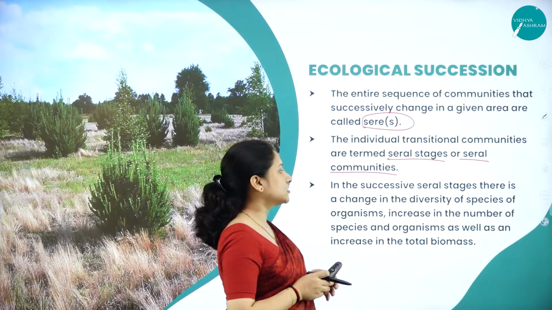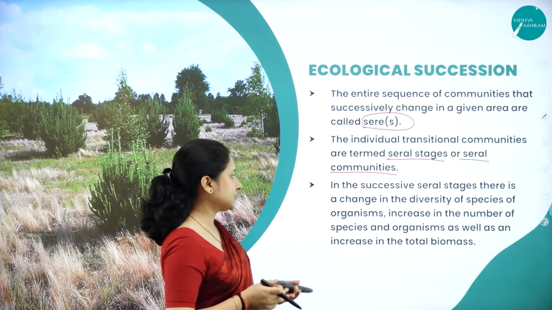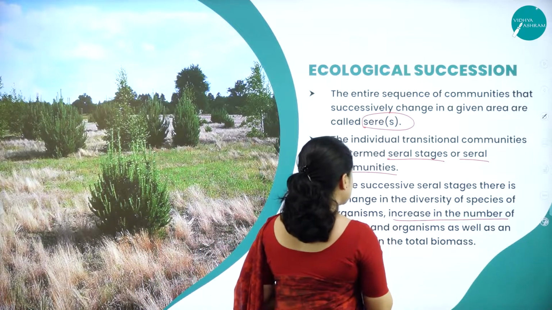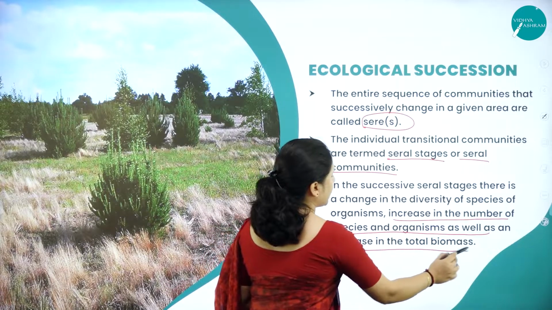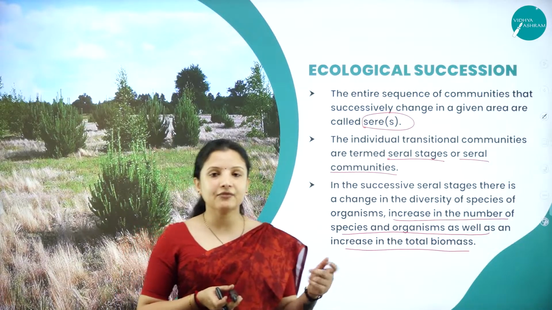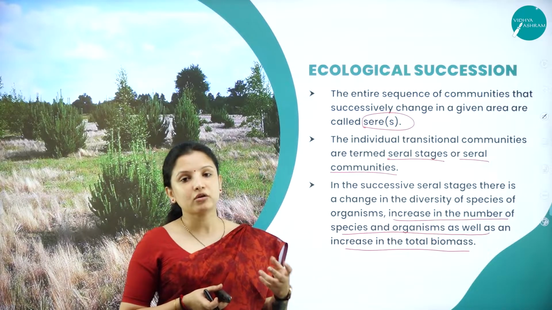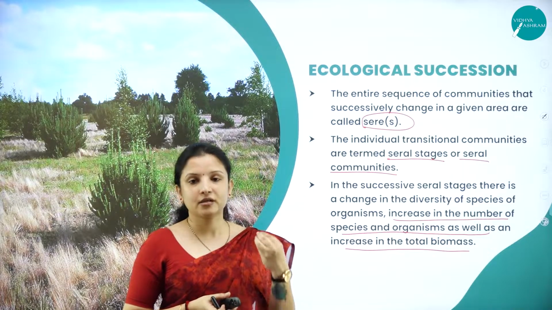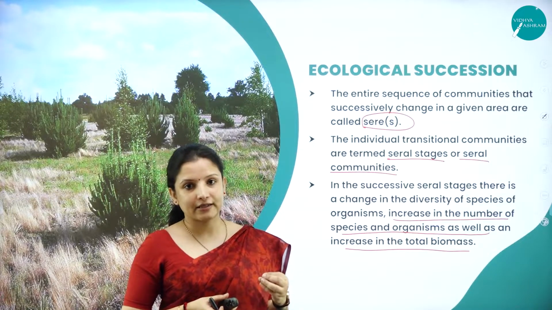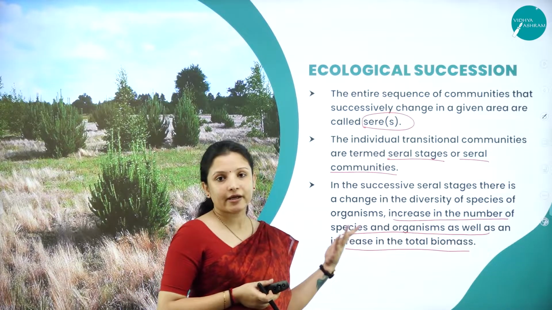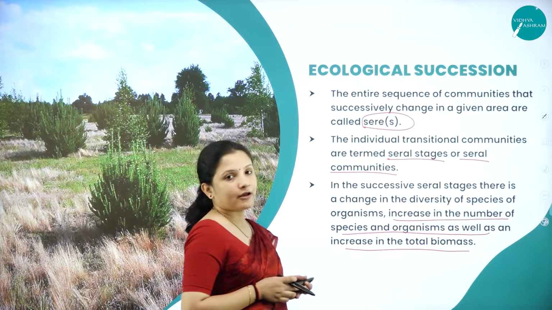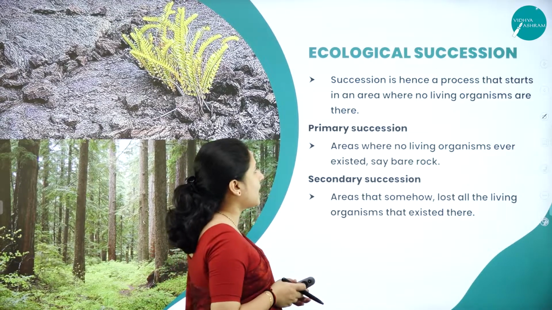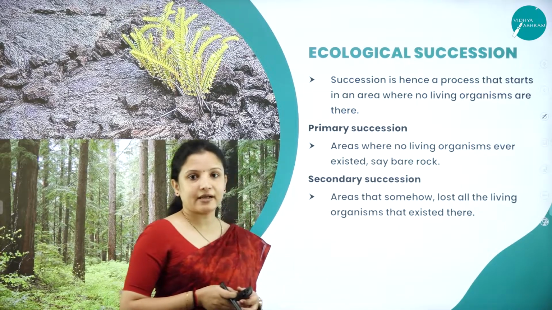And in the successive seral stages, there is a change in the diversity of species of organisms, an increase in the number of species and organisms, as well as an increase in the total biomass. That's true, right? Here again, the complete ecology of that particular region will change because it will be occupied by different communities or different species of organisms, leading to differences in the ecological pyramids. So this was about ecological succession, and succession is hence a process that starts in an area where no living organisms are there.